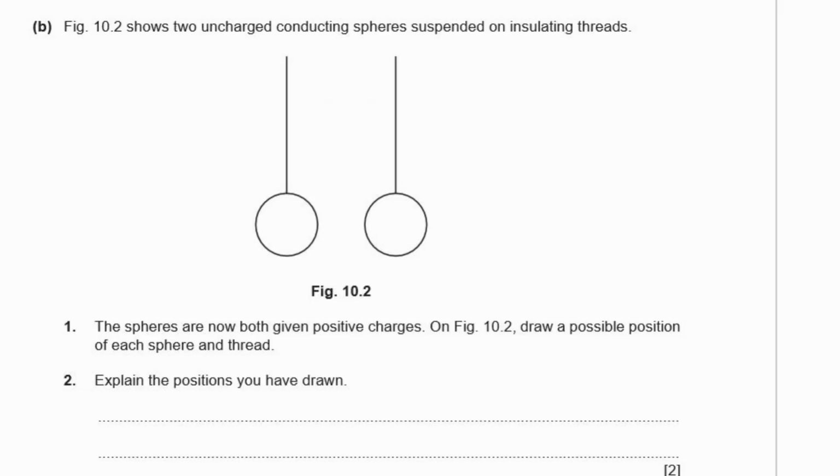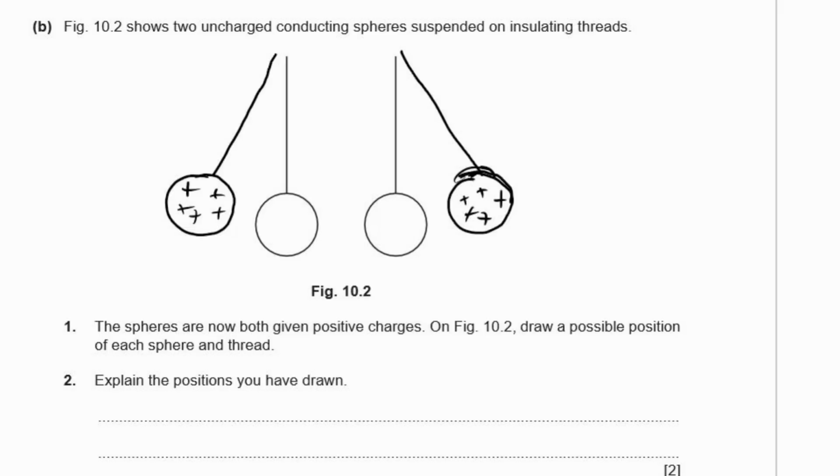B. Figure 10.2 shows two uncharged conducting spheres suspended on insulating threads. 1. Each of the spheres is now given a positive charge. On figure 10.2, draw a possible position of each sphere and thread. So there we go. What you see, of course, is that the two positively charged spheres would repel.